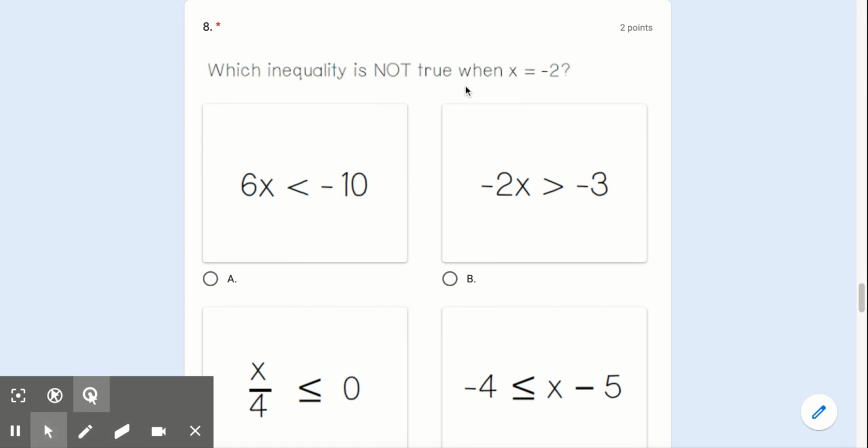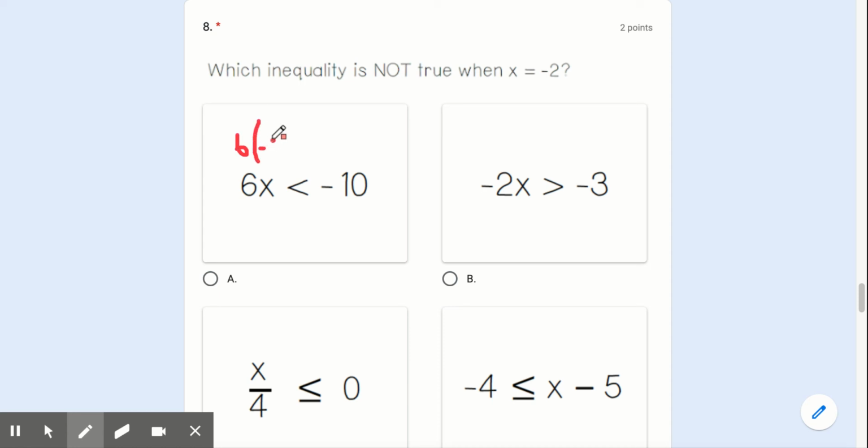Which inequality is not true when X equals -2? So again, with that, I'll show you that with the first one. In your calculator, you have to put a -2 in for your X wherever it is. So this one is multiplication. Remember, this one means division. This is just subtraction, and this one is multiplication as well. So if you stick that in your calculator, does that make that inequality true? You have to find which one is not true.